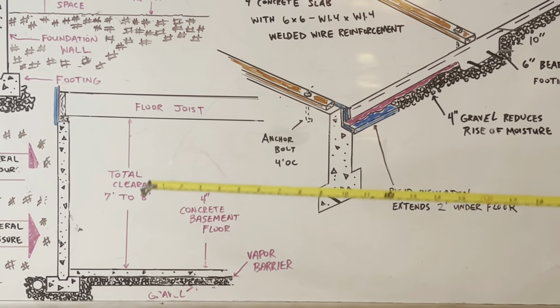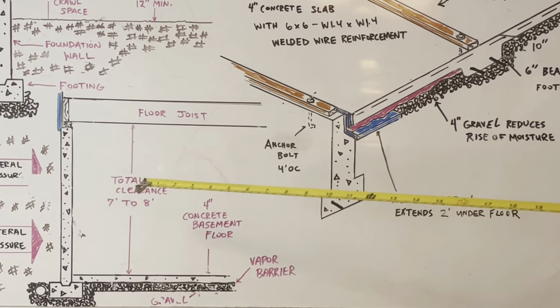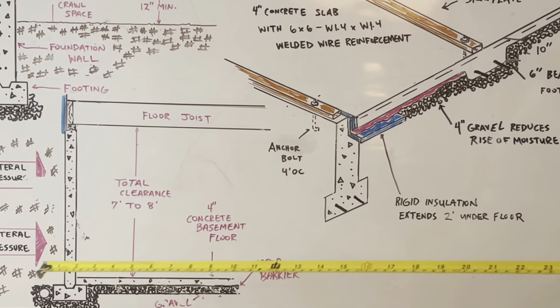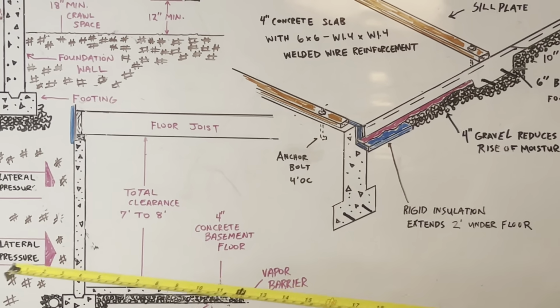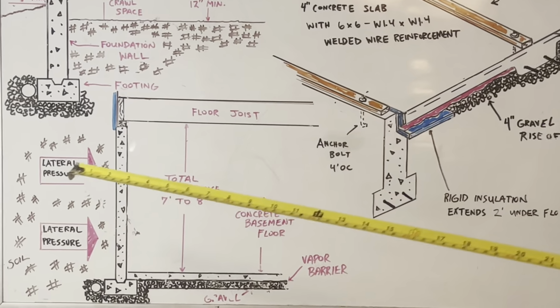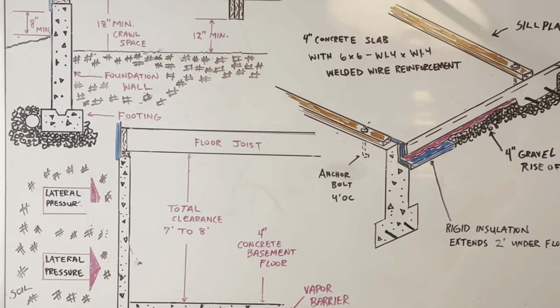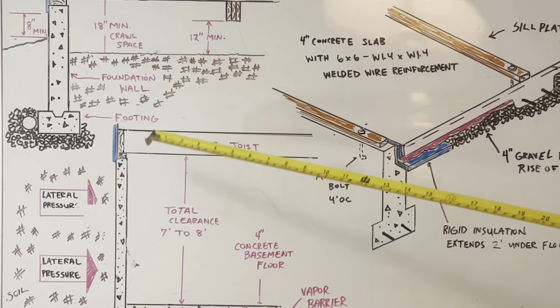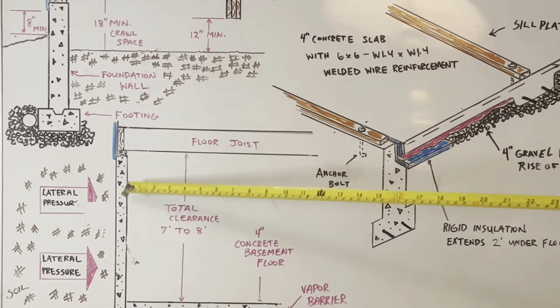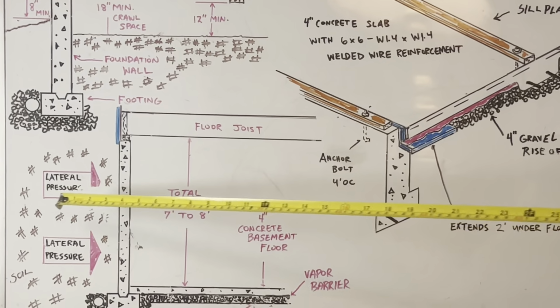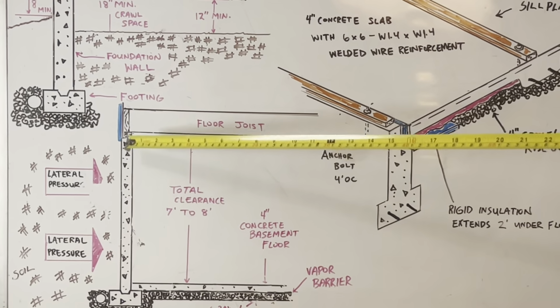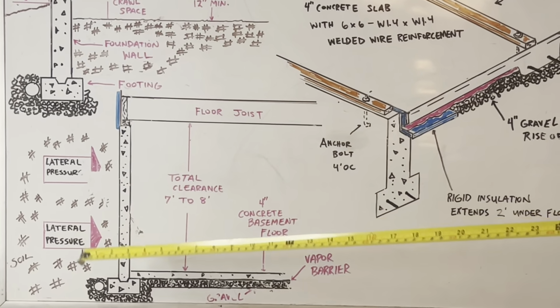Concrete is very good with compressive strength, but it's not that good with tensile strength. Tensile strength is basically pulling something apart. Compressive strength is pushing something together. Now that's why you'll put rebar in here. If you got this lateral pressure, you put rebar in here to increase your tensile strength.